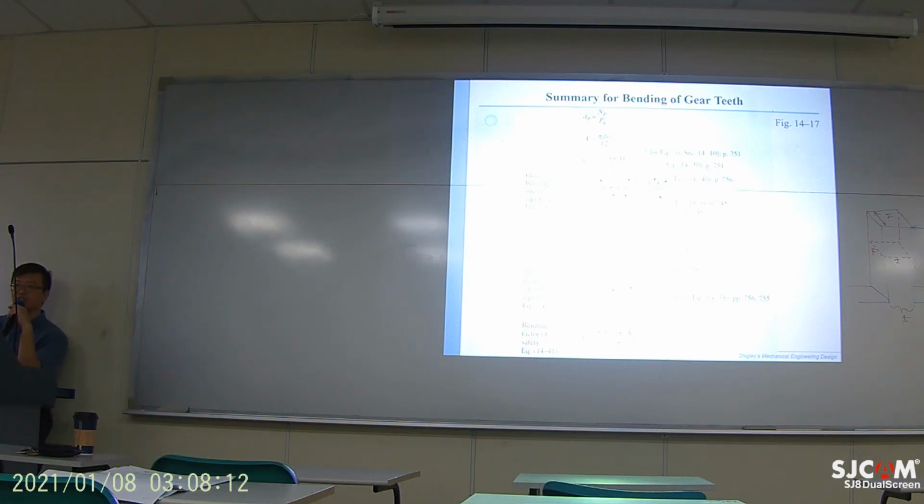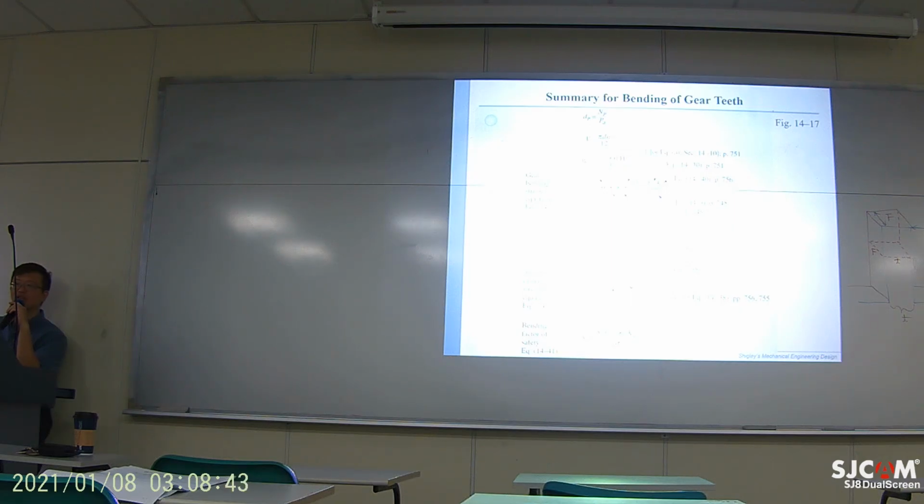KV is right here. Okay? That is proportional to the stress. So if KV equals 1, that means it doesn't enlarge the stress. But when your gear is starting to rotate with some speed, V, that will enlarge the stress.